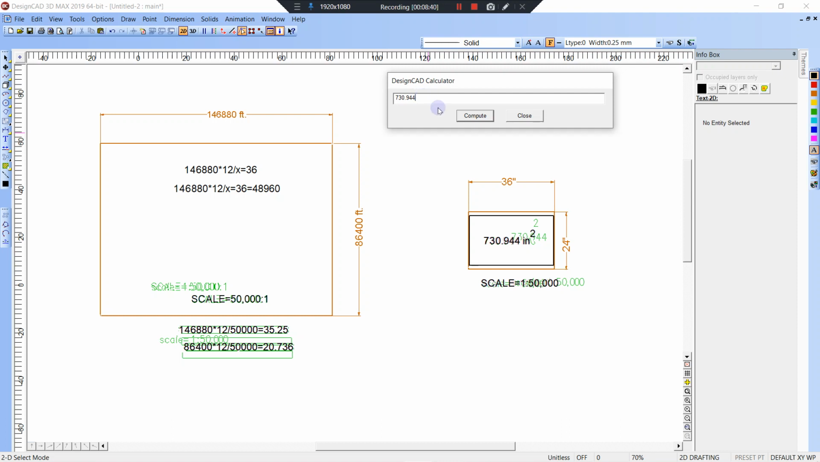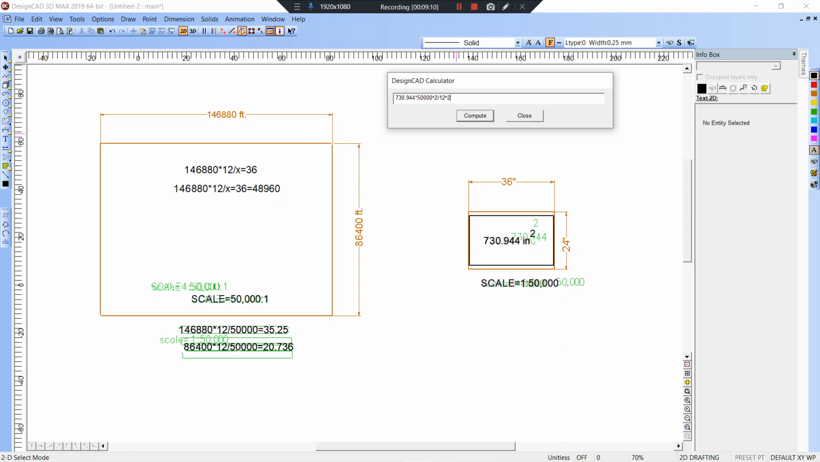So we need to find out what it is in true size. So we're going to multiply it by 50,000. So we're just dealing with the area. So it's 50,000 in both directions. So it's squared times, so this times 50,000 actually divided by 12 squared, because now we're going to go from inches to feet.